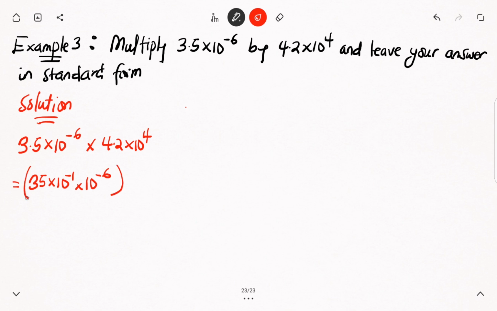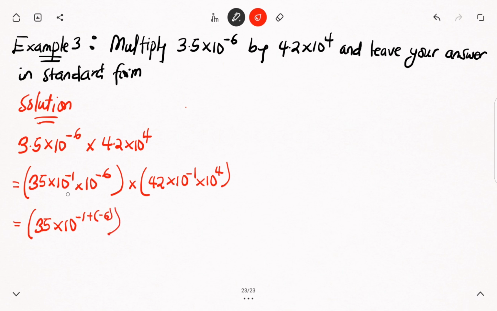Let me put this in bracket, then multiplied by 42 over here because I moved the dot once, times 10 raised to the power negative 1 because I moved the dot from the left to the right once, and then times the already existing 10 to the power 4. So this becomes 35 times 10 raised to the power negative 1 plus into bracket negative 6, because I'm adding the powers of these two bases over here, multiplied by 42 times 10 raised to the power negative 1 plus 4.